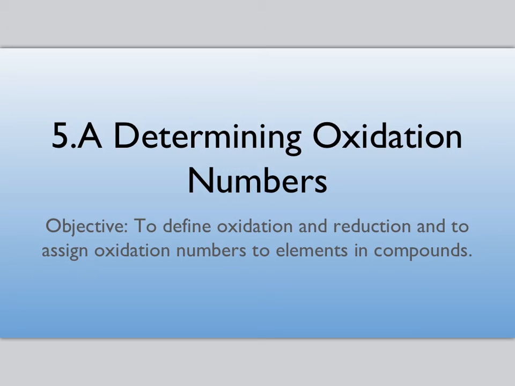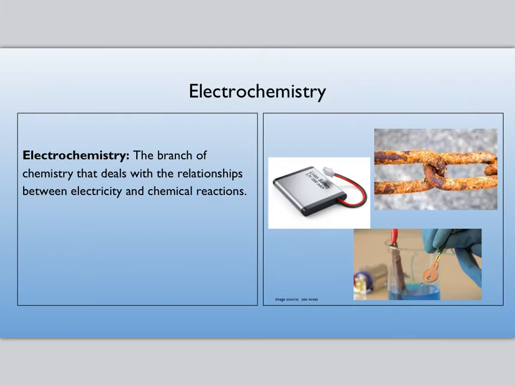Hello everyone! In this video we'll introduce electrochemistry, which is chemistry in which oxidation and reduction reactions take place. But we'll specifically focus on assigning oxidation numbers to elements and compounds. In the images to the right you see pictures of a lithium-ion battery, corrosion or rusting, and electroplating.